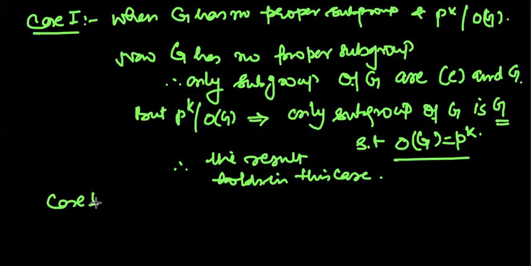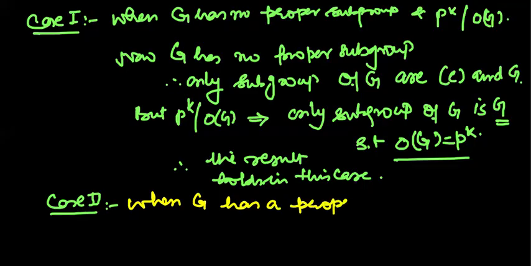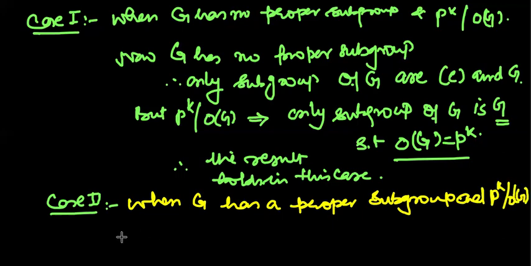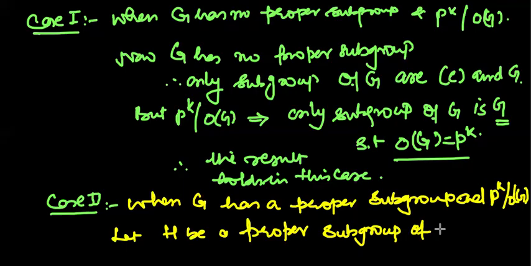Case second. When G has a proper subgroup and p^k divides the order of G. Now let H be a proper subgroup of G. This means the order of H is always less than the order of G. This one thing is clear: the order of H is always less than the order of G.